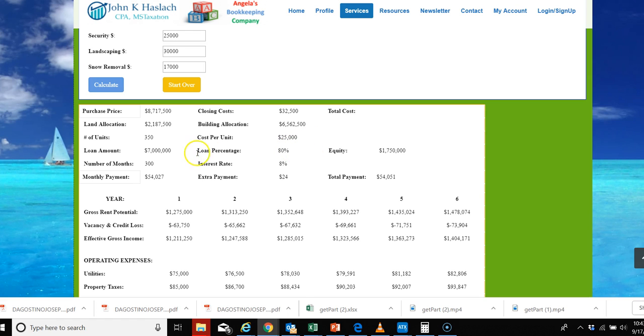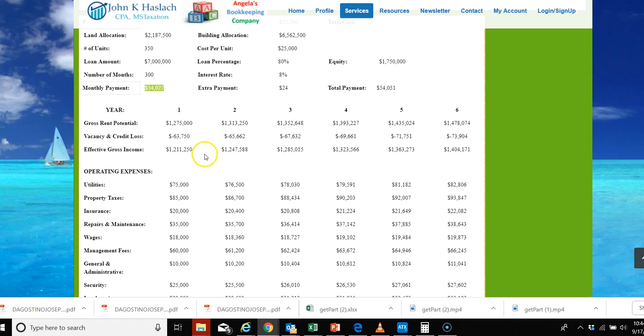Our loan amount at the 80% will be $7 million. Loan percentage, 80%. Equity that you need to come up with in this deal is $1.75 million. 300 months. The monthly payment will be $54,000.